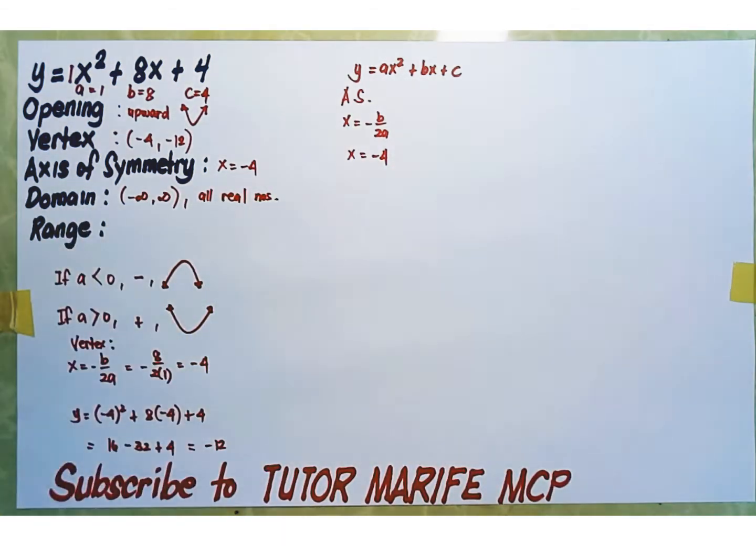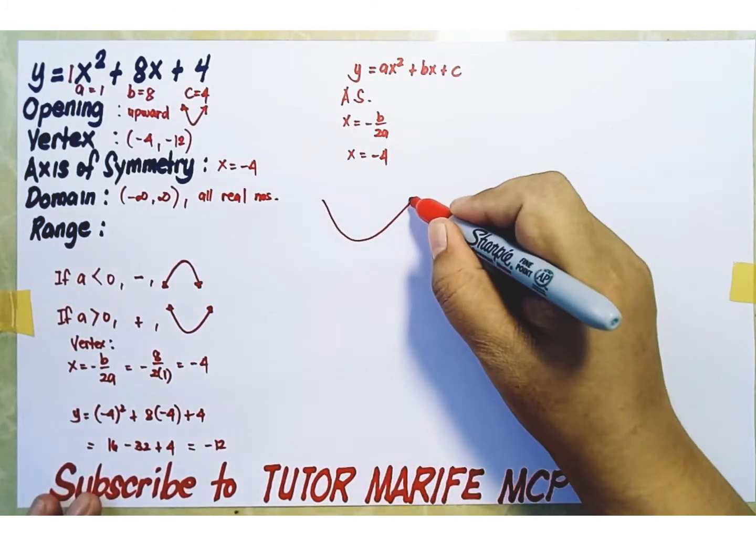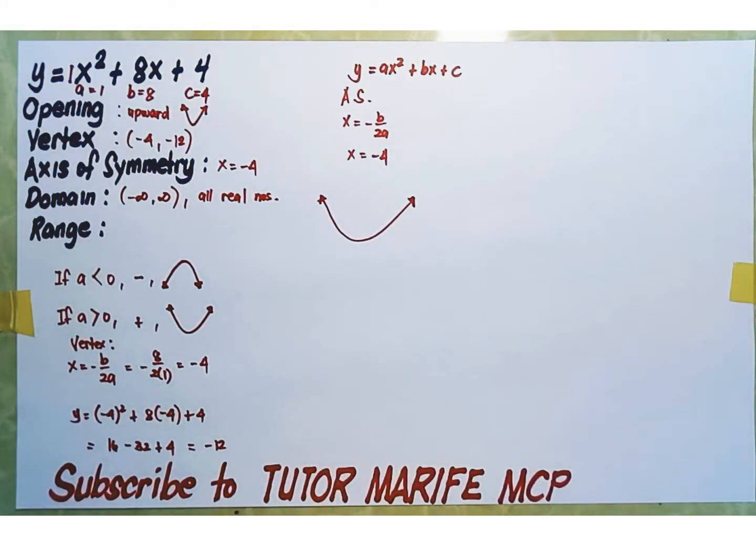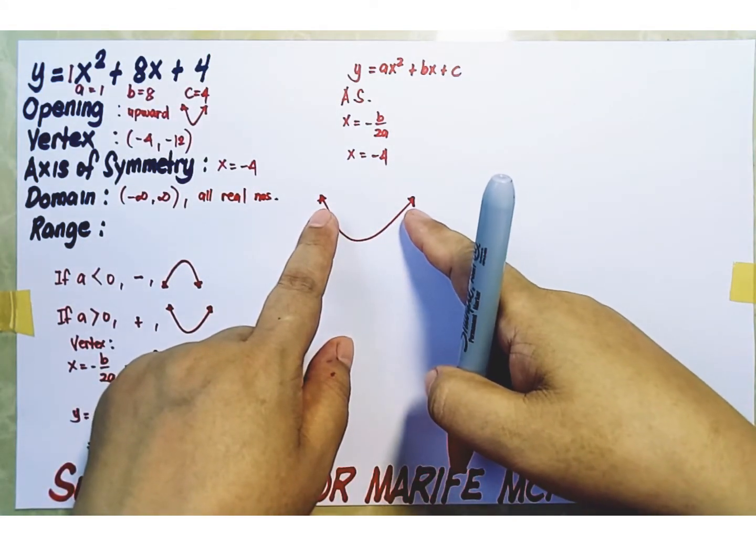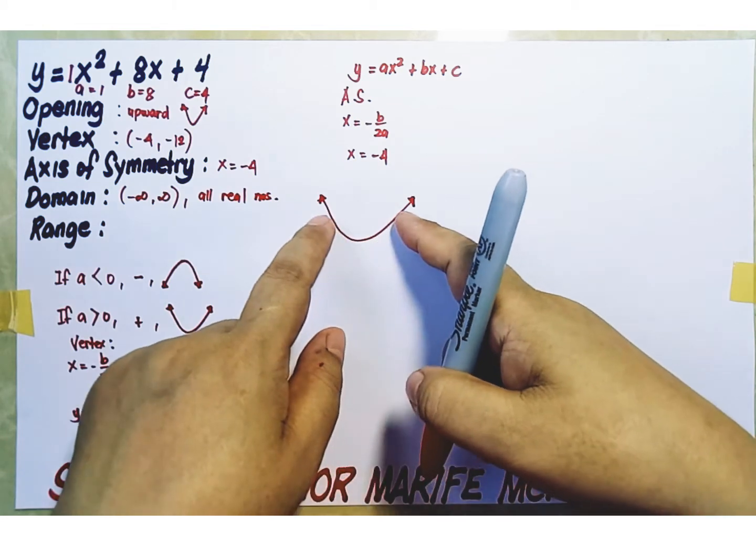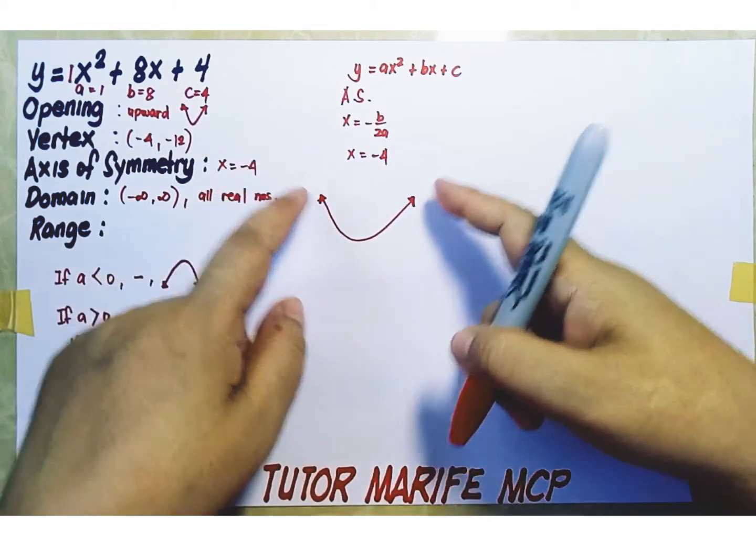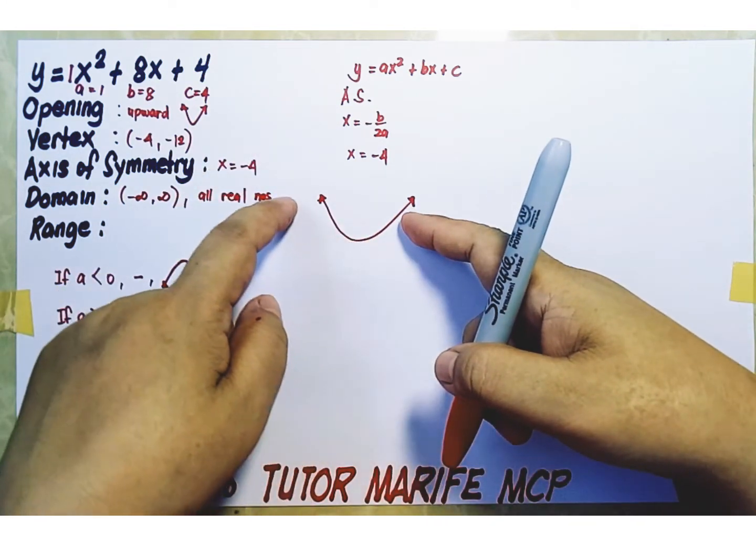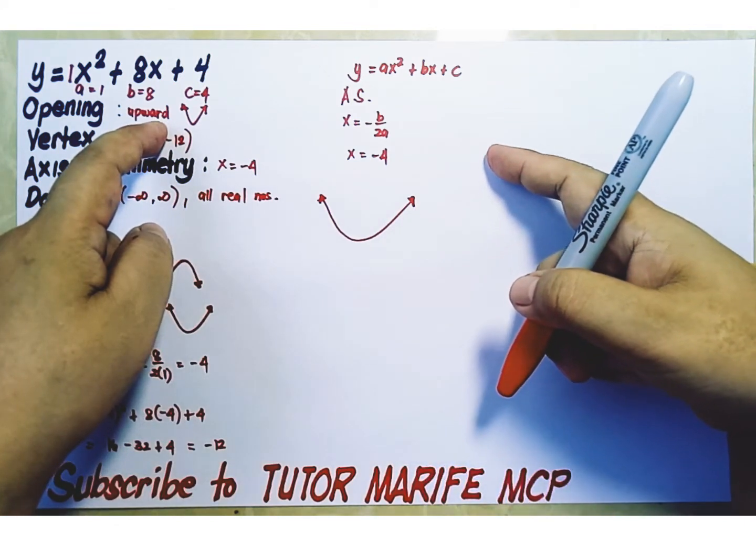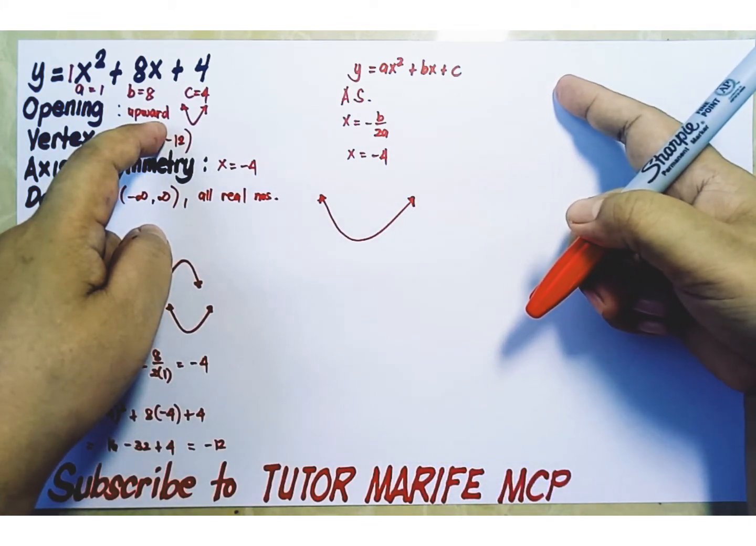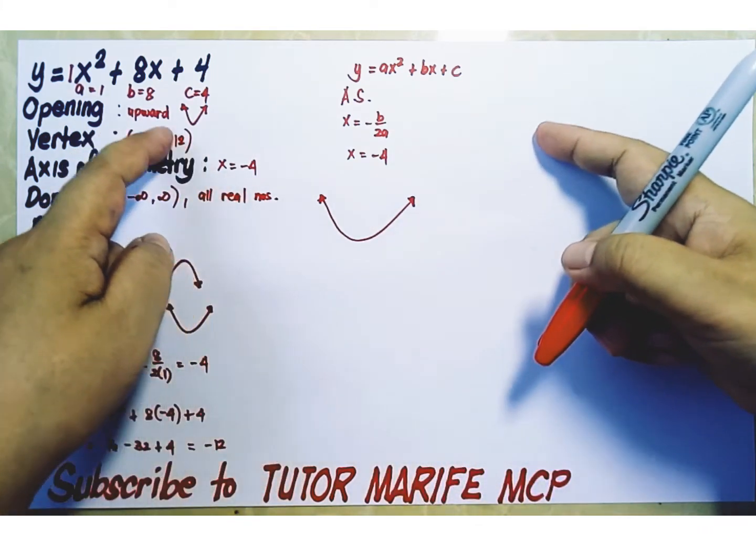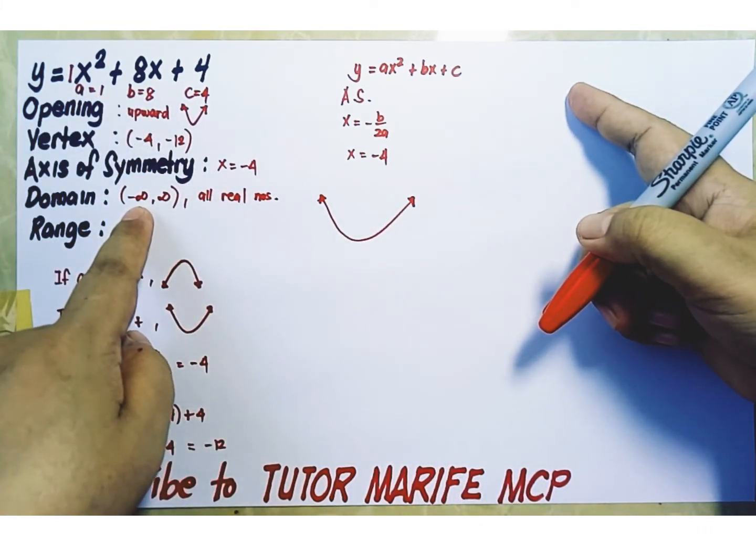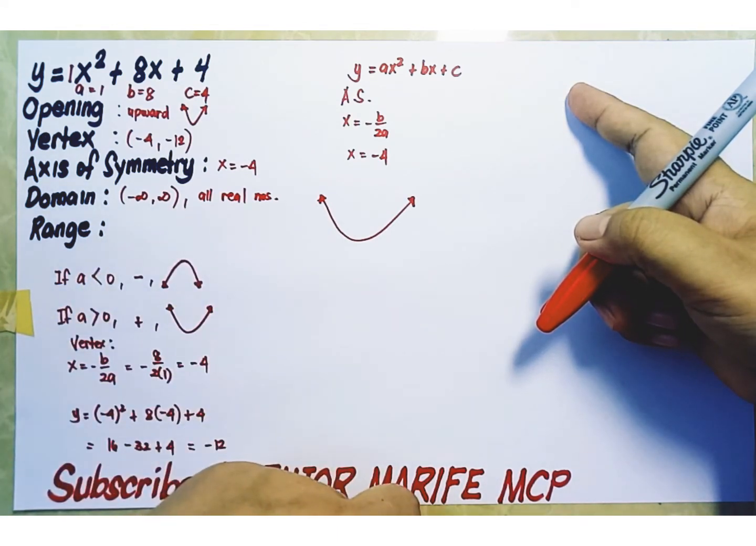Let's validate the domain by referring to a graph that opens upward and a graph that opens downward. So if we have a parabola that opens upward, these arrowheads indicate that no matter how we extend the graph, it goes on forever and ever towards this direction and this direction. It keeps on expanding to the left towards negative infinity and keeps on expanding to the right towards positive infinity. That's why the domain is from negative infinity to positive infinity.